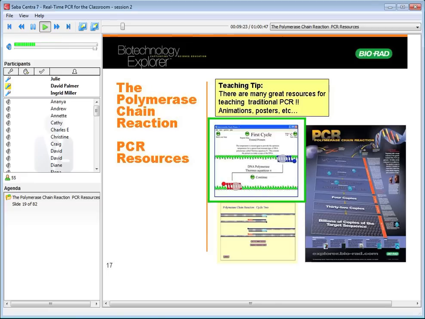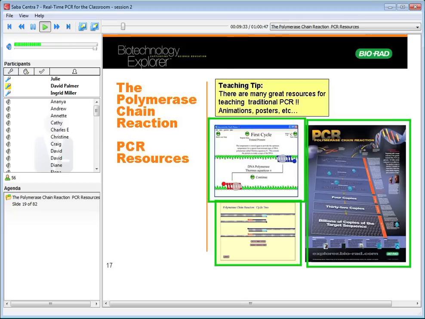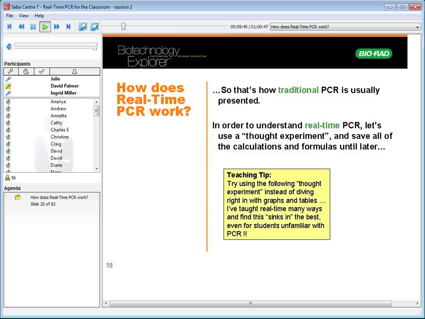There are also animations available on the internet, like one from Cold Spring Harbor that I also use that has some good information on it. And there's also a new PCR poster that Bio-Rad has come out with that in one poster has from beginning to end how PCR works. I'll be using that next spring when I teach. I think that's a really good resource to have. So that's how traditional PCR is usually presented.